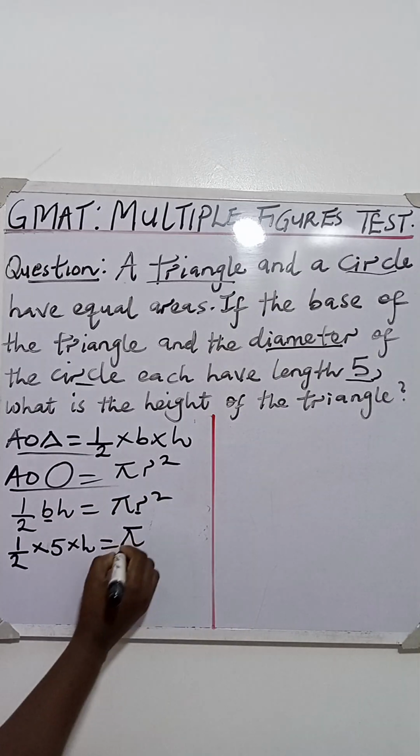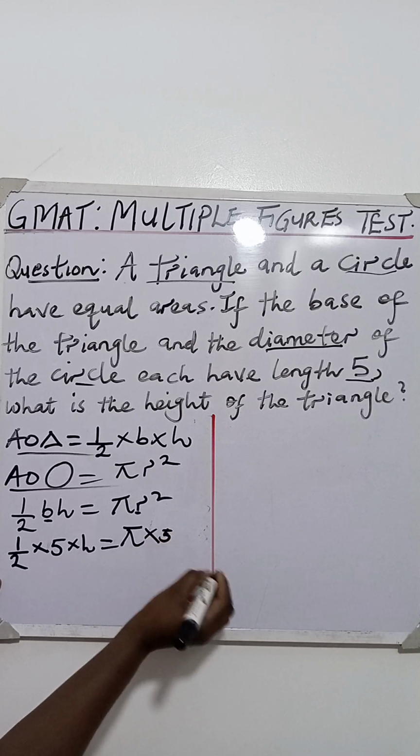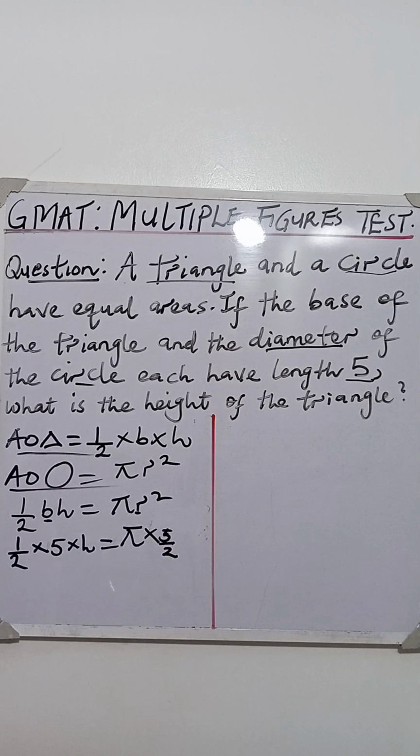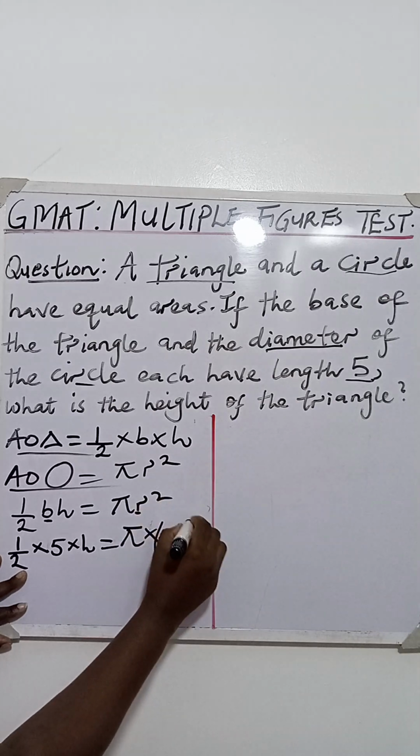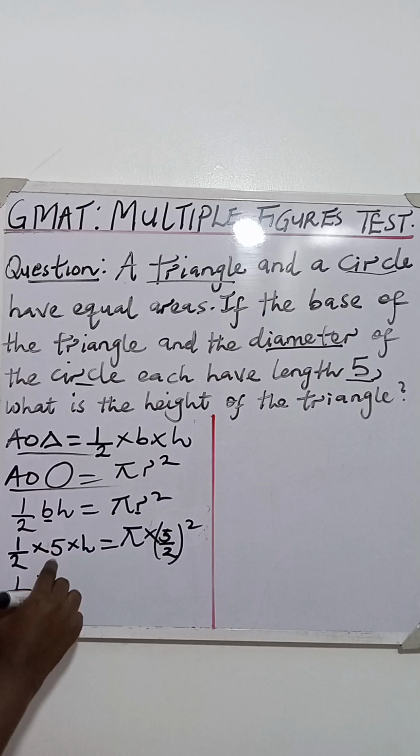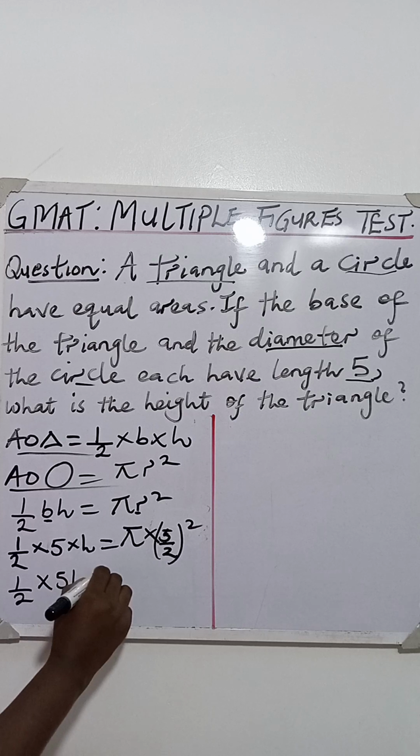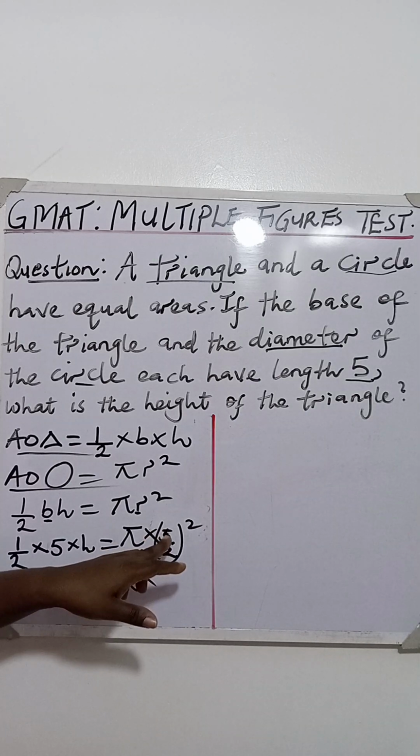5 over 2. So which means that pi times 5 over 2. Remember that diameter is twice a radius, and radius is half of diameter. So radius is 5 over 2 squared. I hope we get that cleared. Good. So we have half times 5 times h is 5h equals pi times, what is 5 squared?